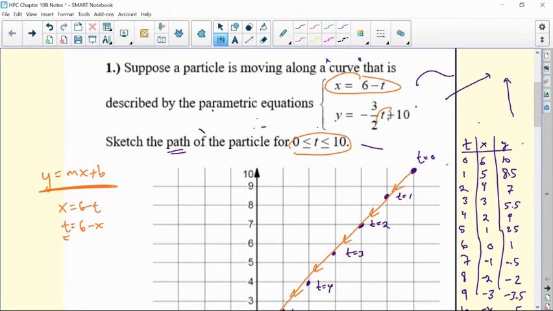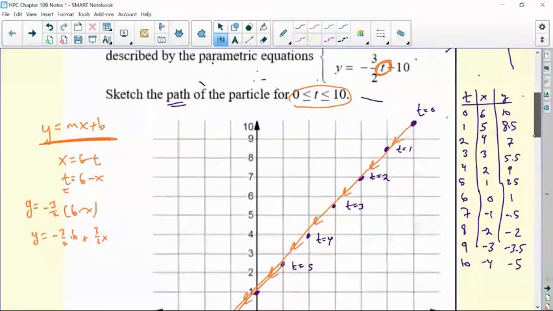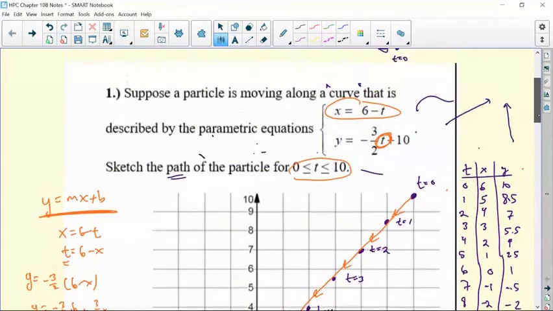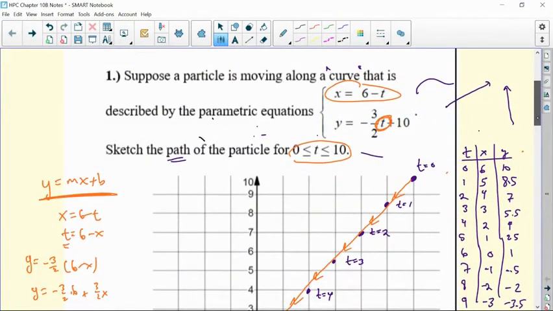So I'm just solving for the variable t. And then let's substitute that into our other equation. So if y equals -3/2 t, instead of putting a t, we're going to write 6 minus x. And if I distribute that, so y equals -3/2 times 6, plus 3/2 x. And so then that's 3/2 x, and then that would be -9, is that right? Did I do my math right?